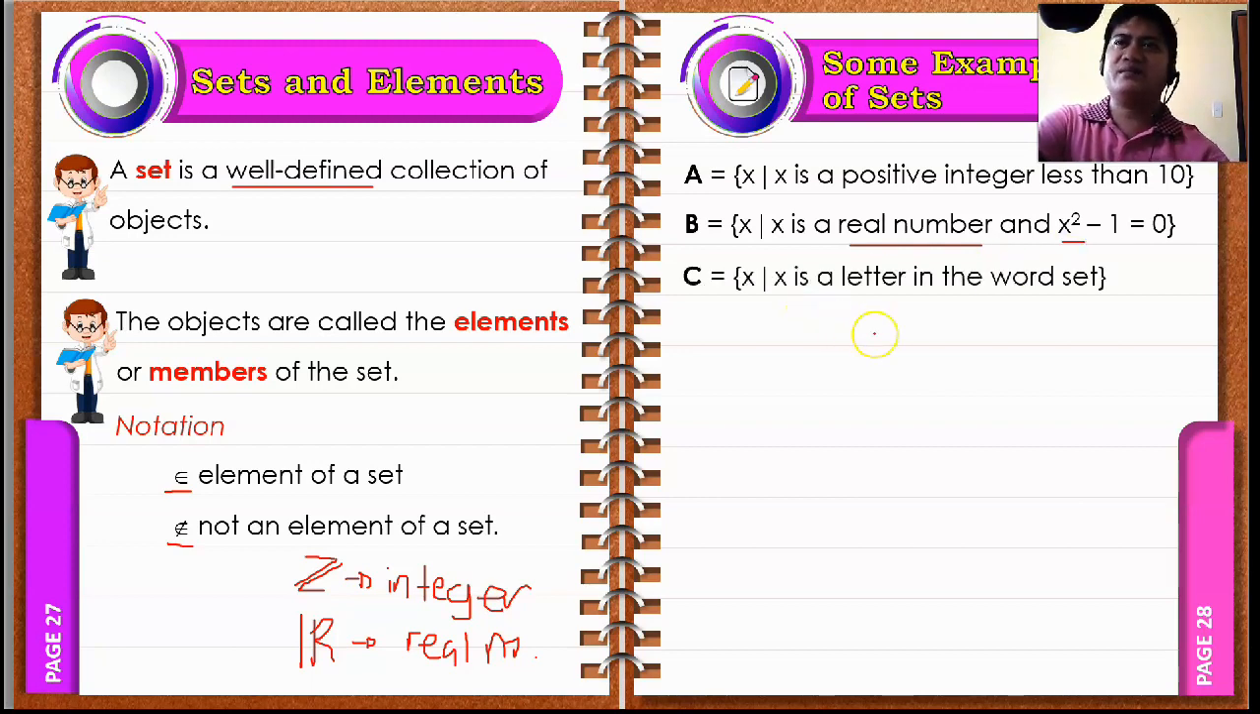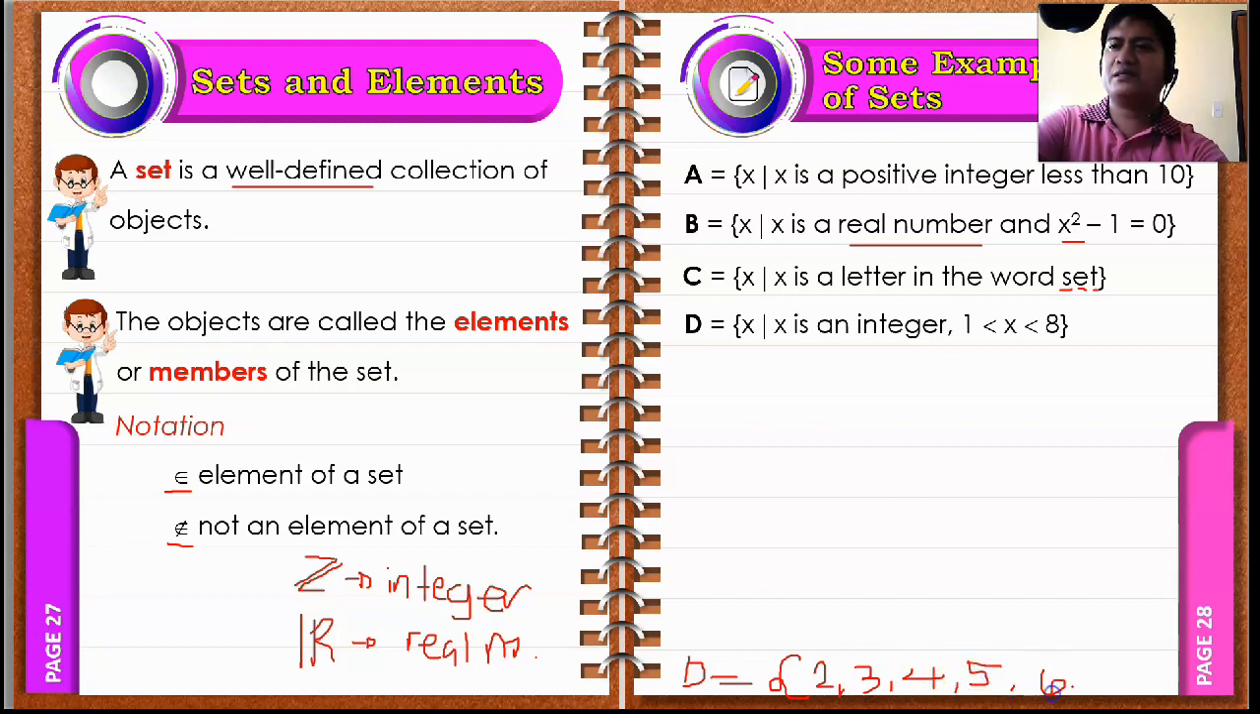Another example, we have set C equals the set of all x such that x is a letter in the word set. Obviously the elements are S, E, and T. Another one: the set of all x such that x is an integer and x is greater than 1 but less than 8. So this time D is equal to 2, 3, 4, 5, 6, and 7. So 2, 3, 4, 5, 6, 7 are the elements of set D, since it is greater than 1 but less than 8.